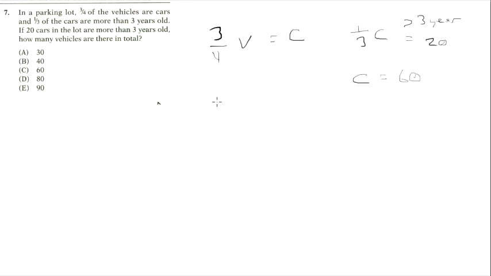Okay, so if 3/4 of the vehicles are cars and there are 60 cars, we have V equals 4 times 60 divided by 3. Okay, so here that becomes a 20. 20 times 4 is 80, meaning that we have 80 vehicles.